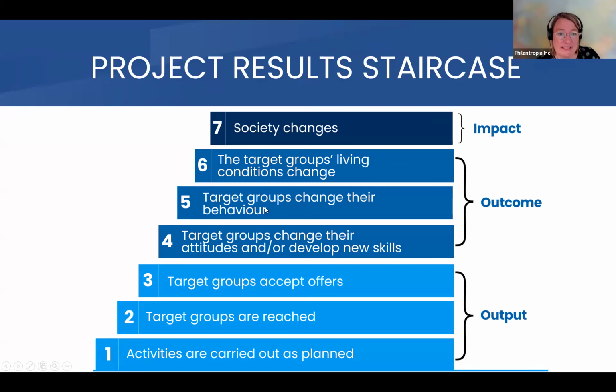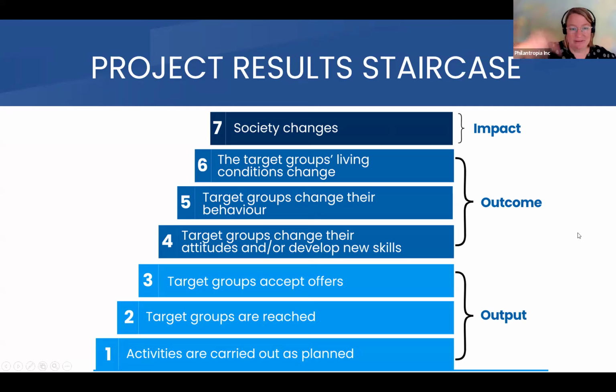Steps 4, 5, 6 are: they change their attitudes or develop new skills, they change their behavior, and then they change their living conditions. That's the outcome at the level of your target group. So those are the changes that happen in their lives. And the impact is that society changes. So that's the highest level.